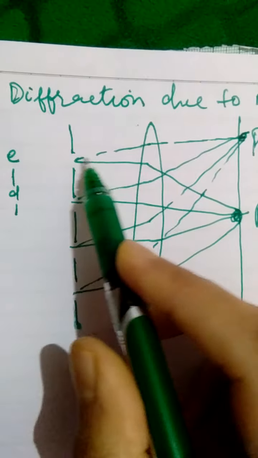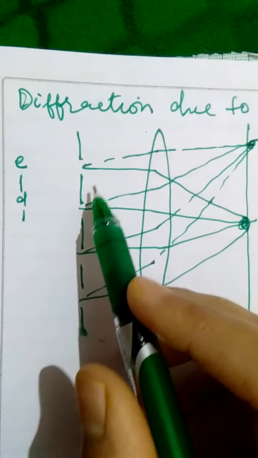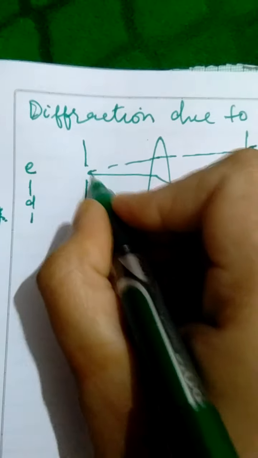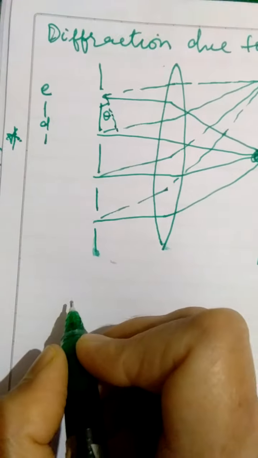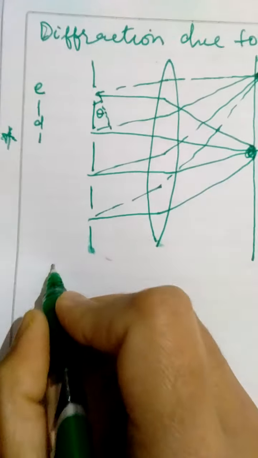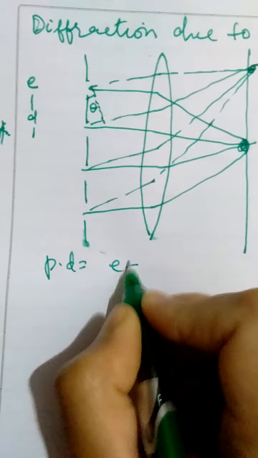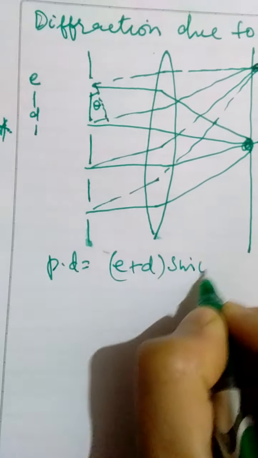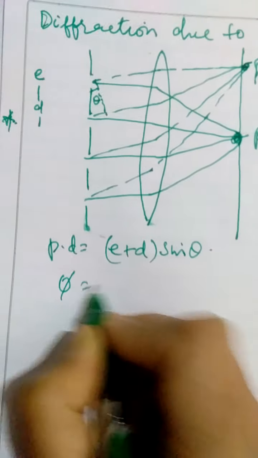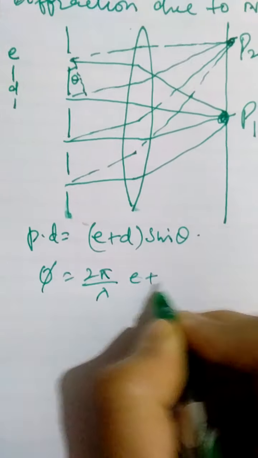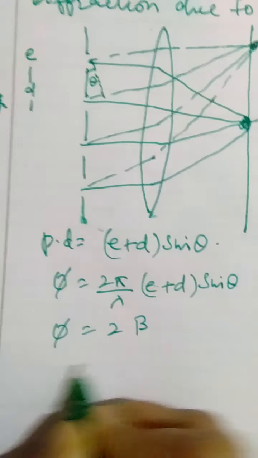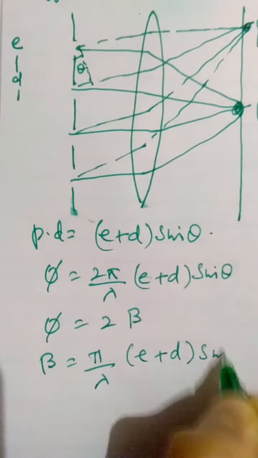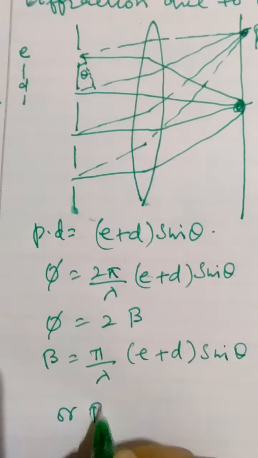Now we know that the path difference between any two waves from the adjacent slits is calculated in this way. I will not repeat those calculations. I will write certain expressions directly today because you have already done it many times. So path difference is actually (E plus D) sine theta. And the consequent phase difference phi is equal to 2 pi by lambda (E plus D) sine theta. Or phi is equal to 2 beta, where we have put beta equal to pi by lambda (E plus D) sine theta. Or beta is equal to phi by 2.